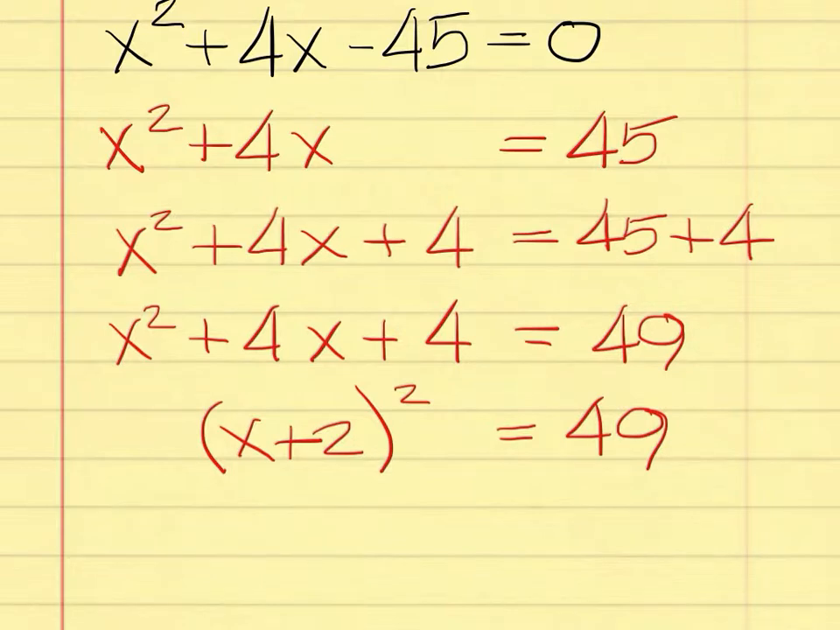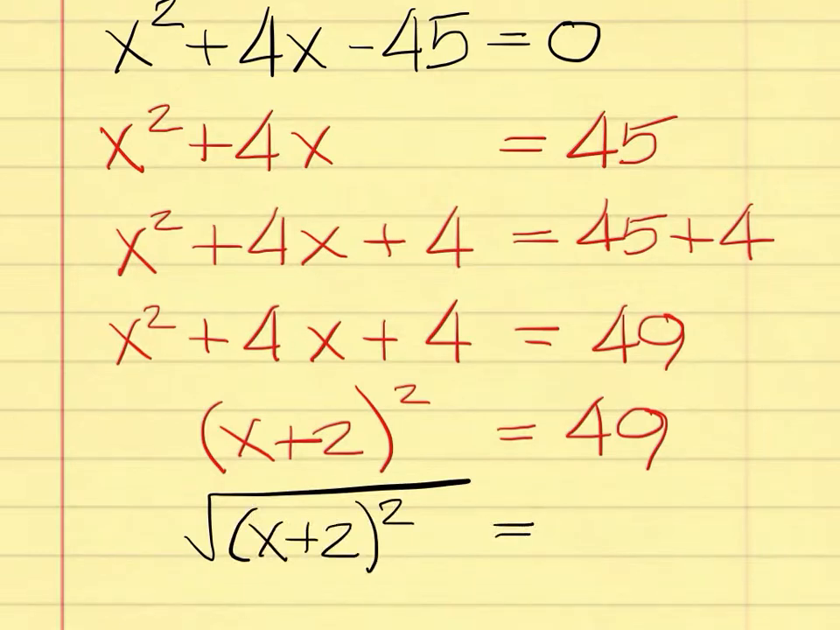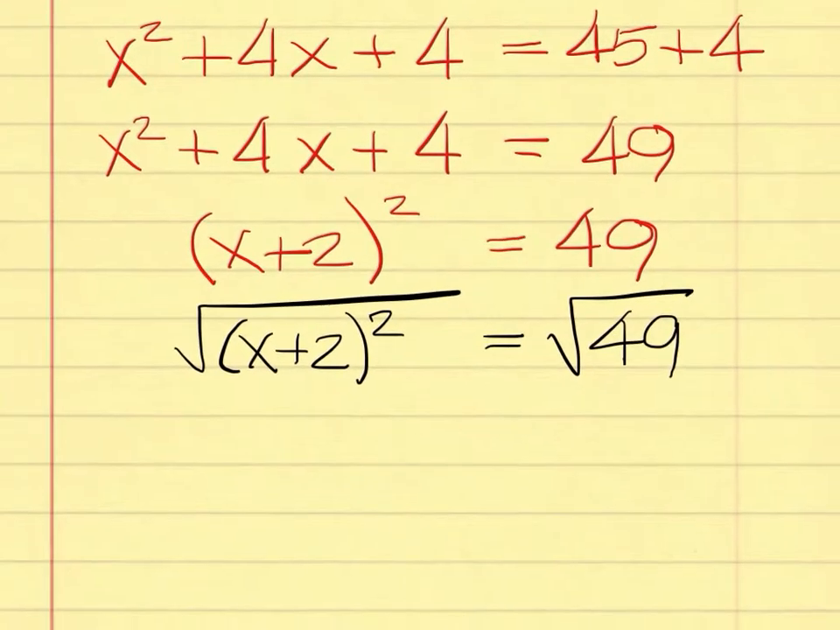Since you have a perfect square on the left, you need to find the square root of that. And what you do to the left, you do to the right. The square root of the quantity squared of x plus 2 is simply x plus 2. You have 2 of these if you're squaring it. If you find the square root, you just have 1, x plus 2. The square root of 49 is plus or minus 7.